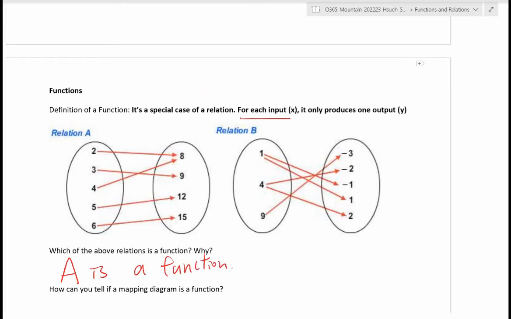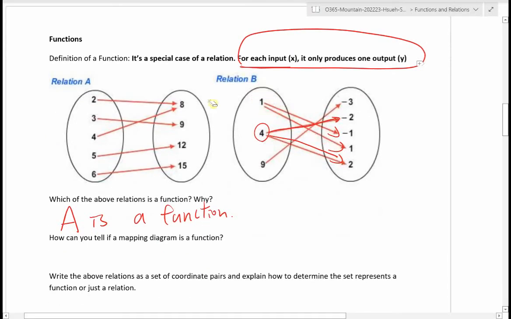However, if you look at relation B, one single input of 1 actually produces two outputs, namely -1 and 1. So is 4, right? The input of 4, the x value of 4, relates to two elements in the second set, namely -2 and 2. And therefore, relation B is not a function because it fails to satisfy this condition. For each input, it only produces one output, okay?